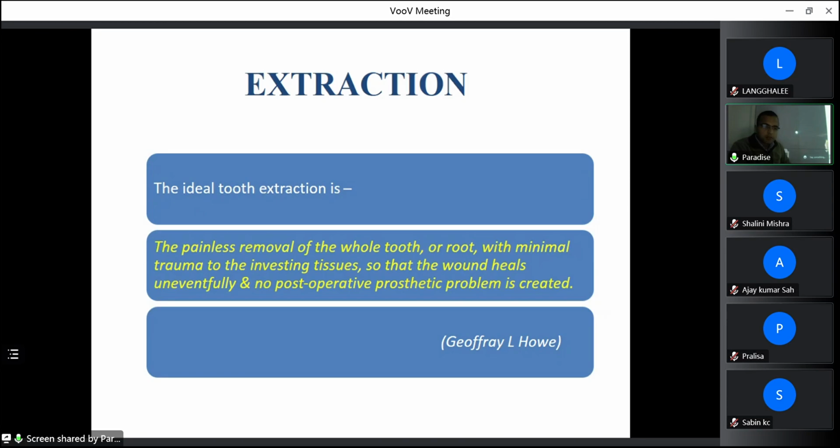So according to the definition, the ideal tooth extraction is the painless removal of the whole tooth or root with minimal trauma to the investing tissue, so that the wound heals uneventfully and no post-operative prosthetic problem is created. It was given by Jeffrey and Ho. The most important thing in this definition is that it should be painless. If the patient feels pain, then it is not an ideal tooth extraction.